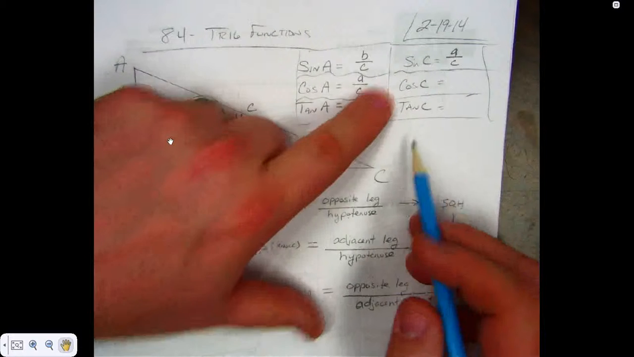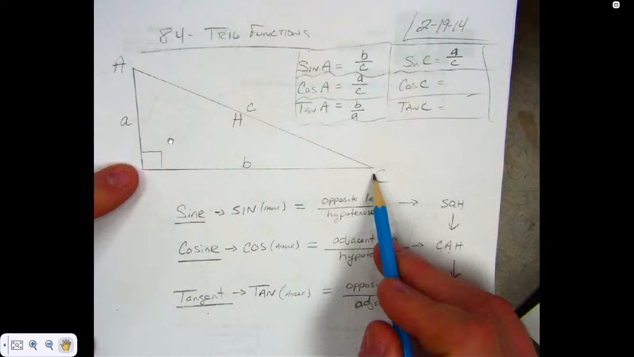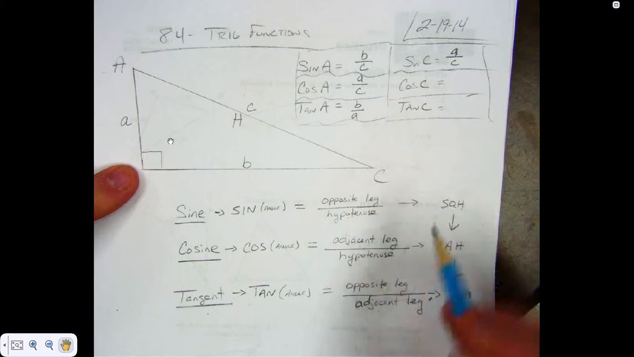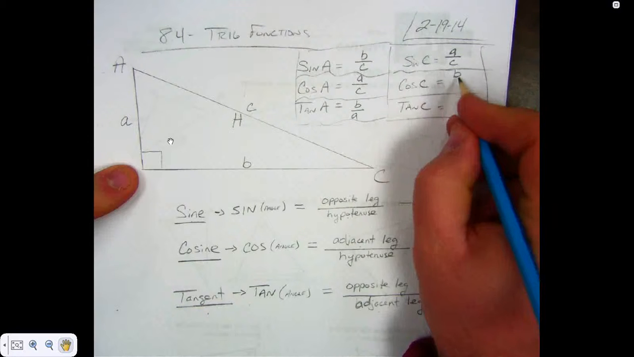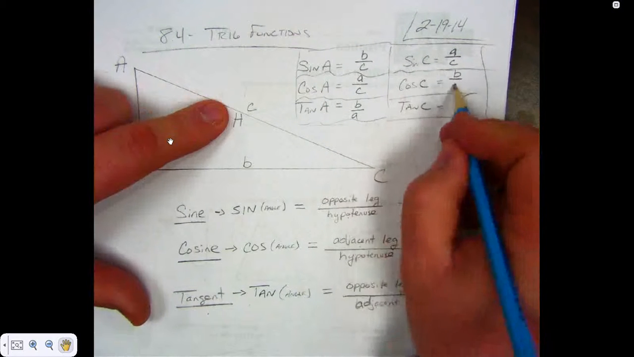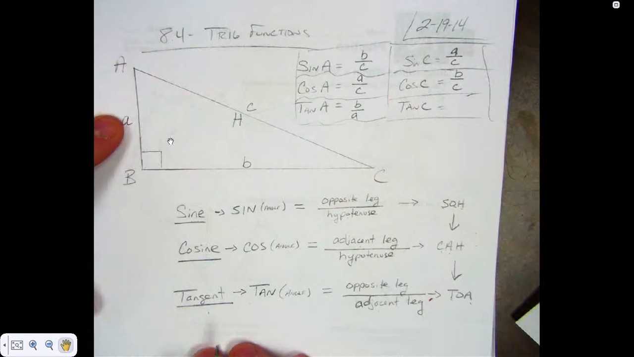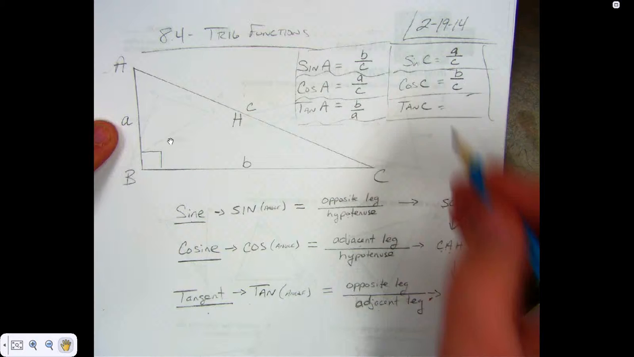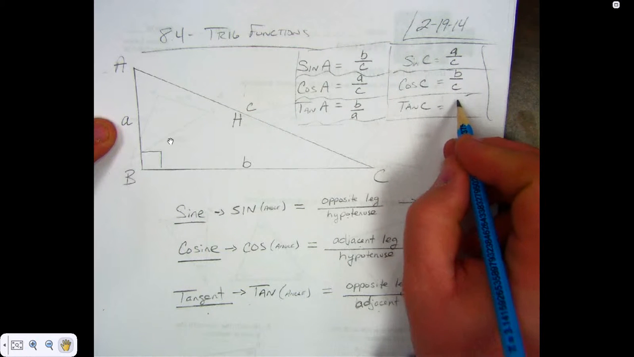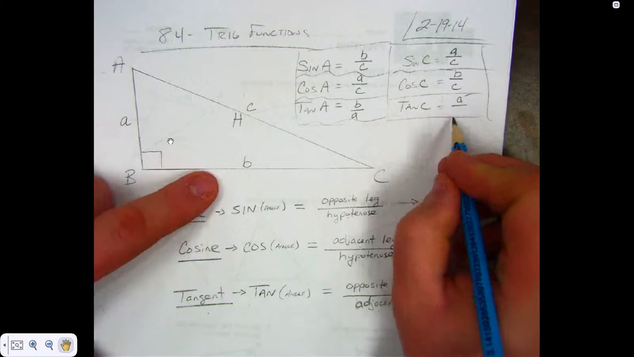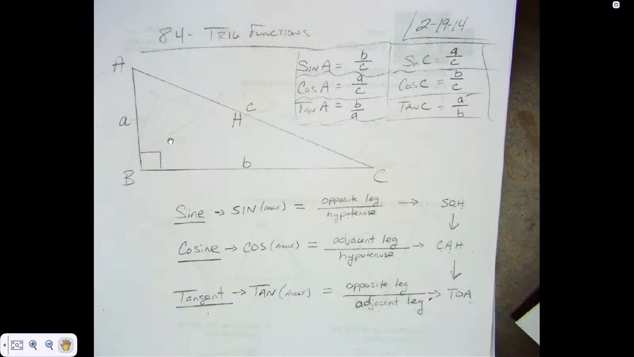What about the cosine of C? What's the adjacent leg? B. Over, what is the hypotenuse? C. Tangent, opposite leg over what? Adjacent. So it'd be, what's the opposite one? Over. So you see how perspective-wise, they do change?